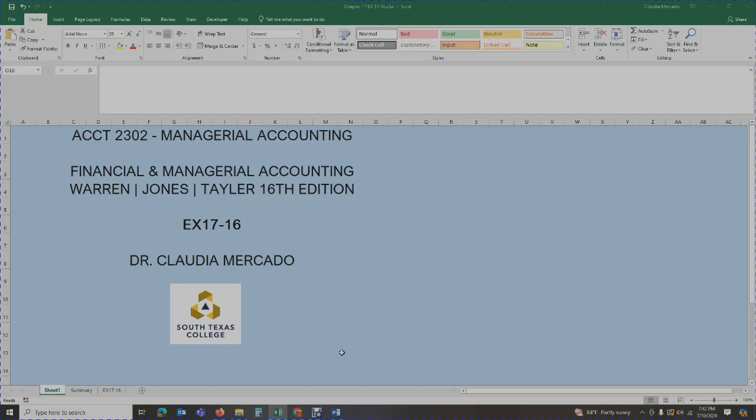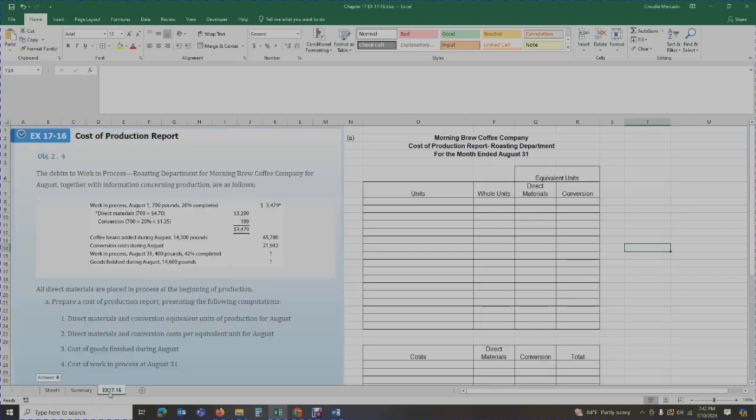And in today's lecture, we are going to be covering exercise 17-16. Chapter 17 deals with process cost systems. In this particular problem, we are going to learn how to complete a cost of production report, which is kind of lengthy. As you've noticed my trend, I tend to select the most difficult problem in your assignment and go in detail over that specific problem.